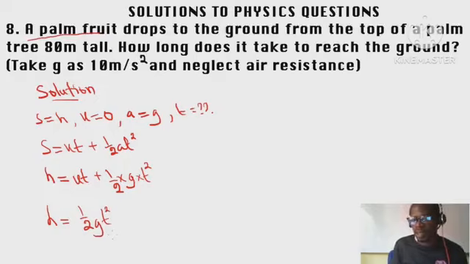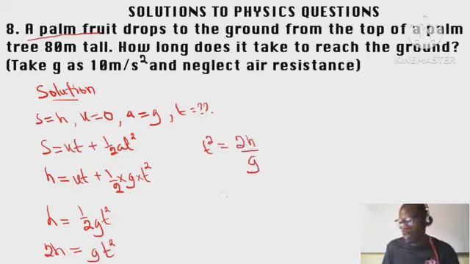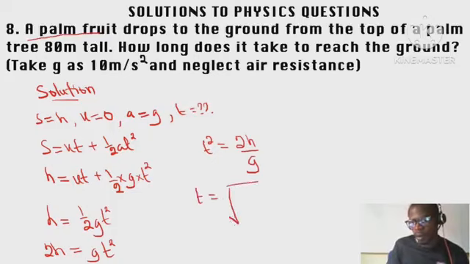And now we are asked to calculate the time. So from here, we can substitute the parameters, or we can make t the subject. So when you multiply both sides by 2 here, you are going to have 2h is equal to gt squared. Then from here, we can see that t squared is equal to 2h over g. And from here, we can see that our t is going to be the square root of 2h over g.